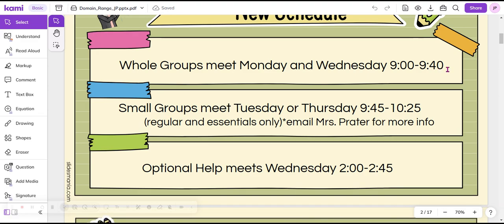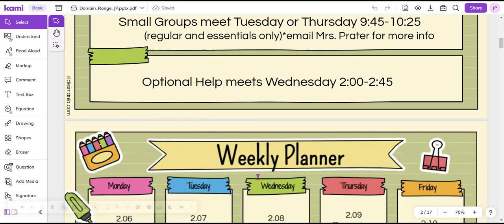And remember, you can always access those recordings if you're not able to come to live class. And then you have signed up for a small group for Thursday from 9:45 to 10:25. And then we also have optional help every Wednesday at 2 o'clock. Students just pop in. They say, hey, I'm having trouble with this section. Could you work some problems for me? And it's a great way for you to get some extra help.